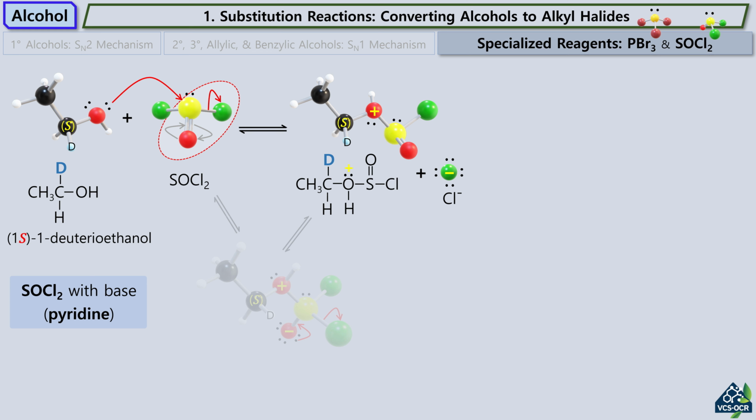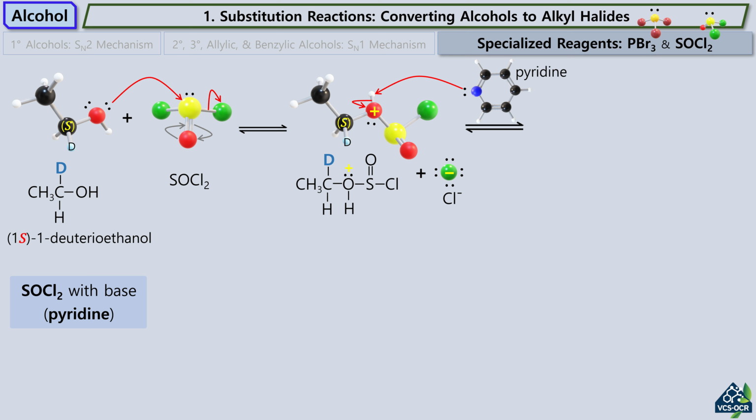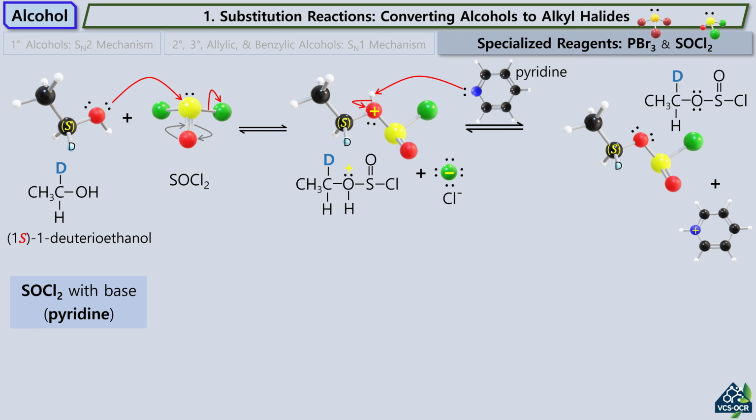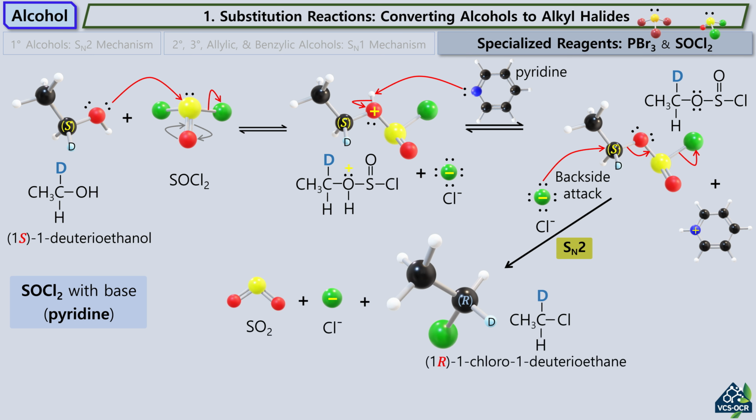The presence of a base like pyridine is especially important here because it determines the stereochemical outcome. When pyridine is present, it deprotonates the intermediate and promotes a standard SN2 attack by the chloride ion from the backside, leading to inversion of configuration.